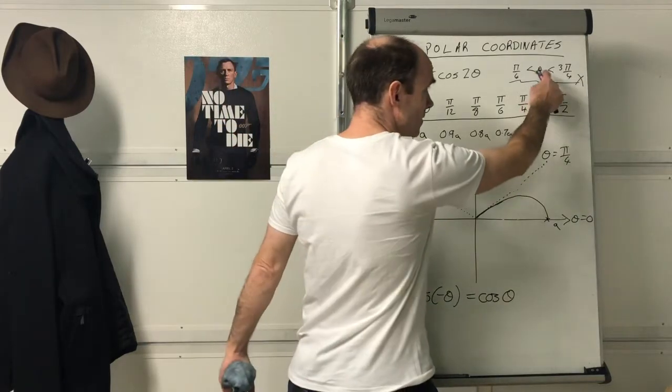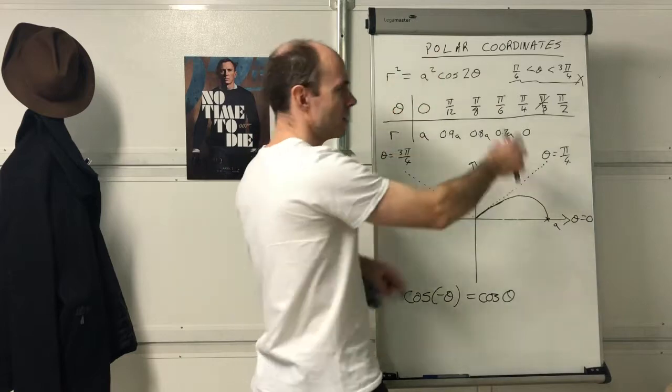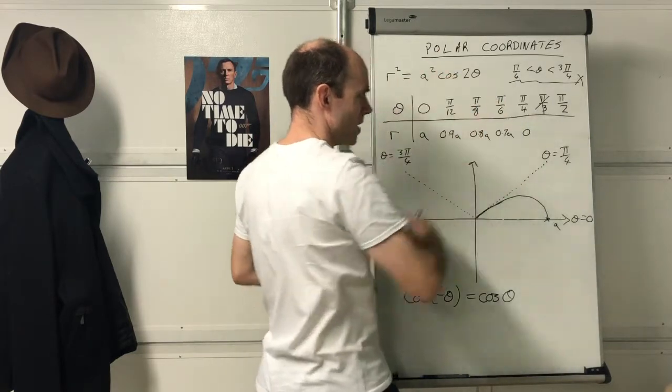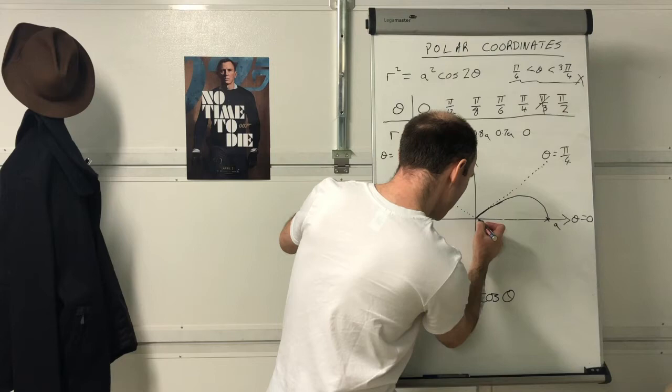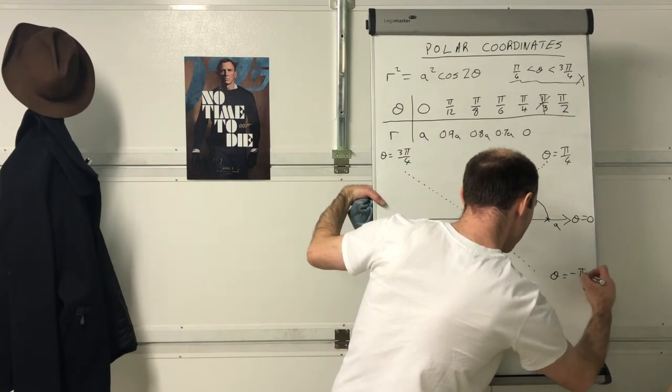I'm not going to be able to have anything between negative pi over 4 and negative 3 pi over 4. Oh, you should write them the other way around: negative 3 pi over 4 less than theta less than negative pi over 4. So I'm going to continue these lines like this, you see. Theta is equal to negative pi over 4.